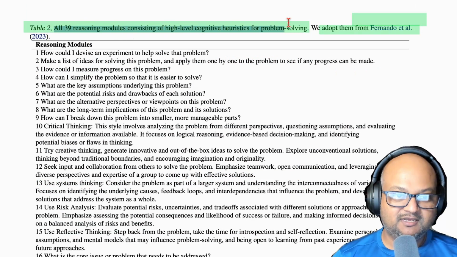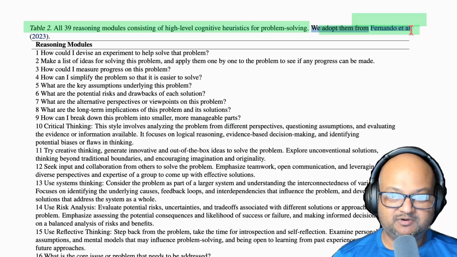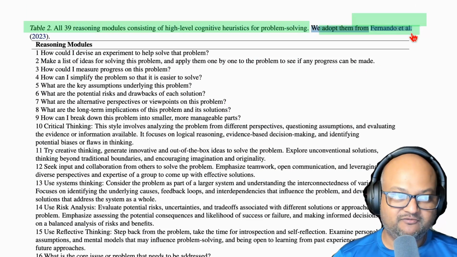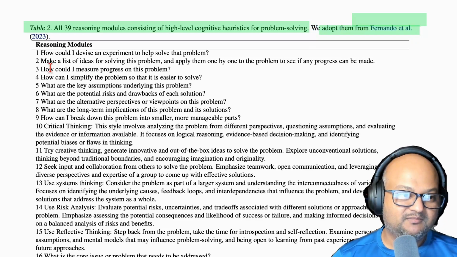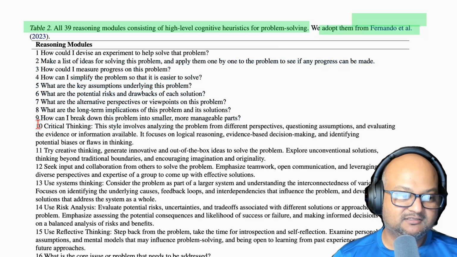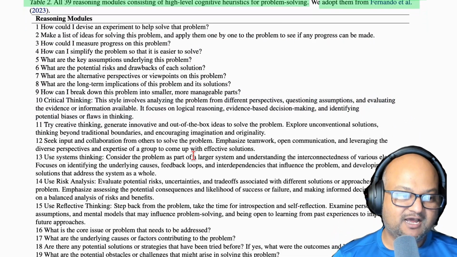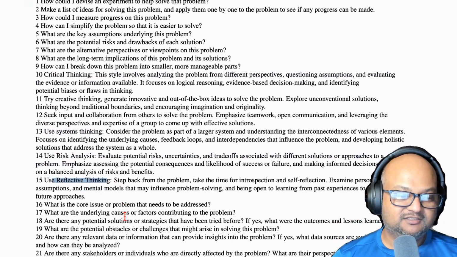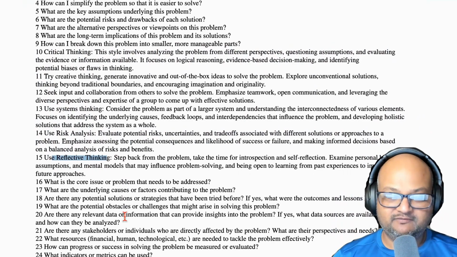To start with, they have 39 reasoning modules, and they were taken from the Prompt Breeder paper. I've covered that paper on this channel before. I'll leave a link in the description. But you can see how all these different prompting styles or prompting strategies form a menu of different types of reasoning. Things like critical thinking, or use systems thinking, use risk analysis, use reflective thinking. So these are different problem-solving approaches.